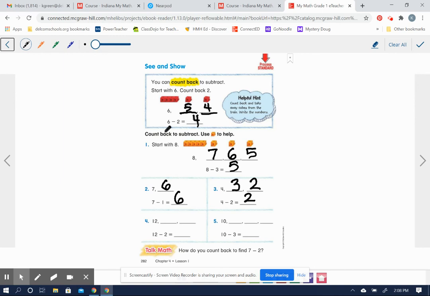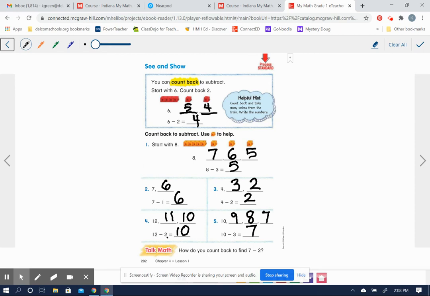Now we're going to start with 12. 12 is the number that we put in our head. We're only subtracting 2. We've got 2 numbers we're going to count back. The number that comes before 12 is 11, and the number that comes before that is 10. 12, 11, 10. 12 minus 2 equals 10. Now we're starting with 10, and we're subtracting 3. So we're going to count back 3 numbers. 10, 9, 8, 7. So 10 minus 3 equals 7.